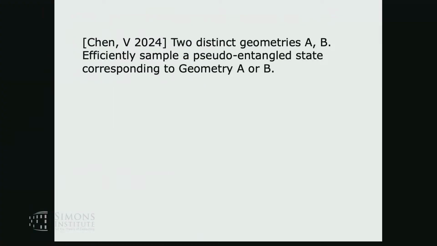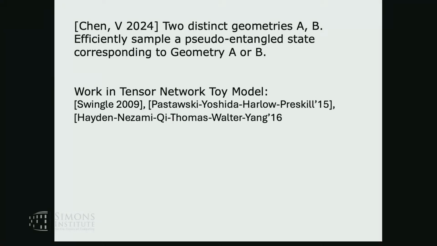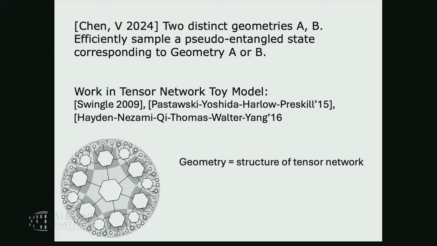But in fact, with Li Jie Chen, what we showed is that you can create two distinct geometries, or pairs of distinct geometries, so that you can efficiently sample a pseudo-entangled state corresponding to either geometry A or B. And now these are pseudo-entangled, so telling them apart is exponentially hard. But on the other hand, the geometry can tell them apart. So what we do is we work in a tensor network toy model, which has been used before in this area. The geometry is the structure of the tensor network, and the CFT state is a state described by this tensor network on the boundary legs.